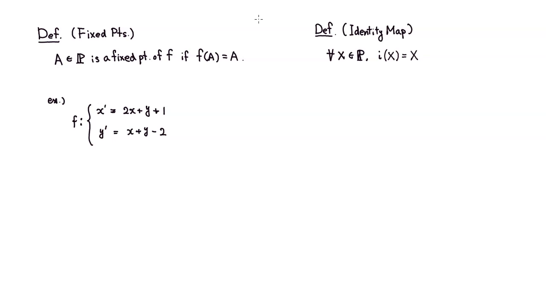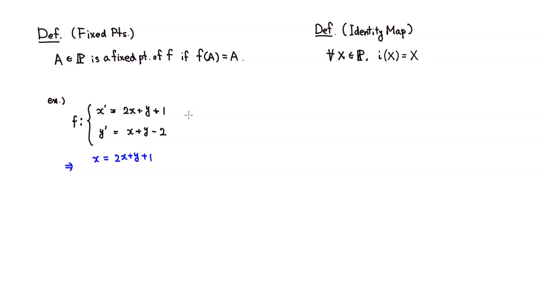All right, so let's look at an example where we need to find a fixed point of a given transformation. Here's the given transformation, and we want to find the fixed point. What we need to do is make sure that x prime is equal to x, and y prime is equal to y. We can see that here. So x is going to be the same as x prime, so you have 2x plus y plus 1.